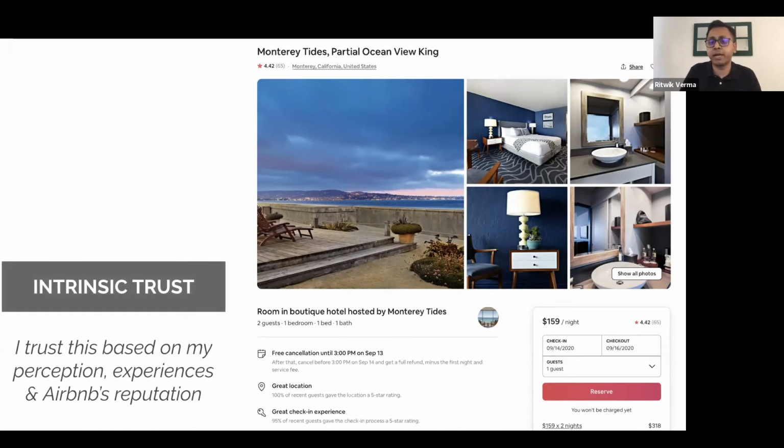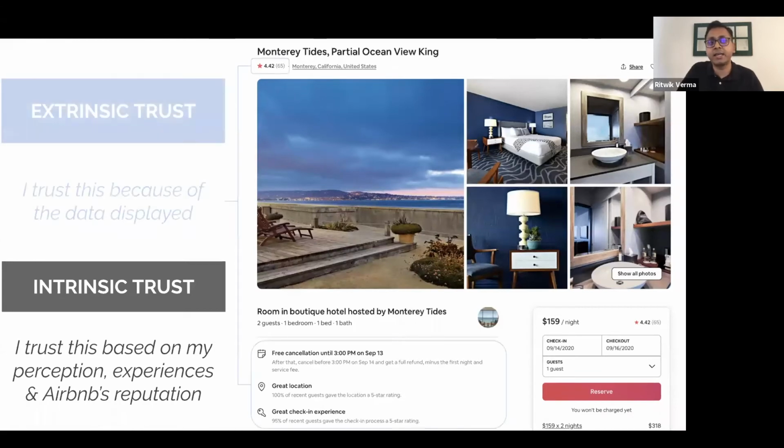That is based on my experience with Airbnb, the reputation, or the word of mouth I've heard, or just the look and feel of the website. It's very intuitive. But based on my previous experiences, I understand that listings on Airbnb are not homogeneous or of the same quality. And what looks on the website and the experience that I actually have offline may vary. So I need some more extrinsic signals to understand whether I can book this listing or not.